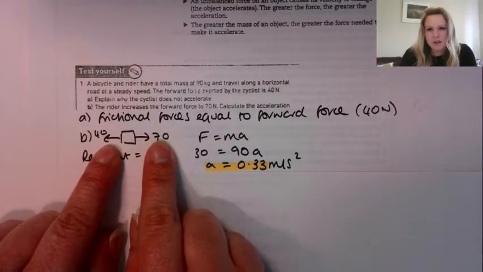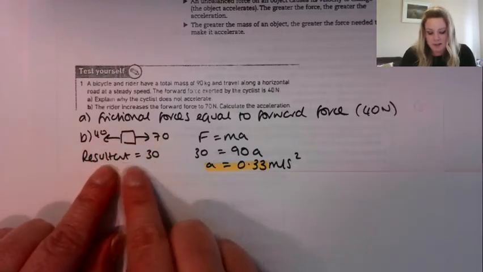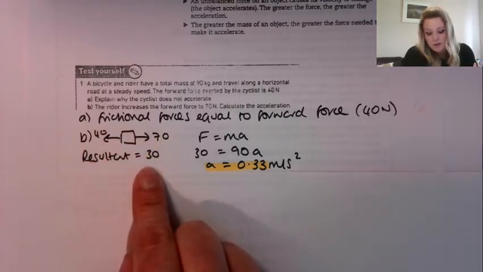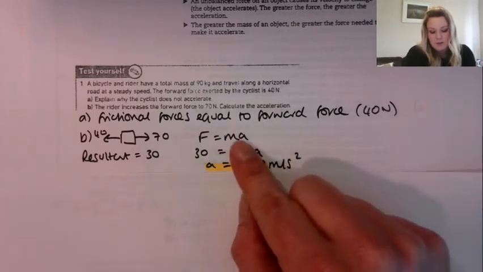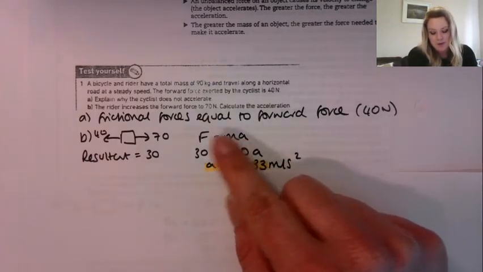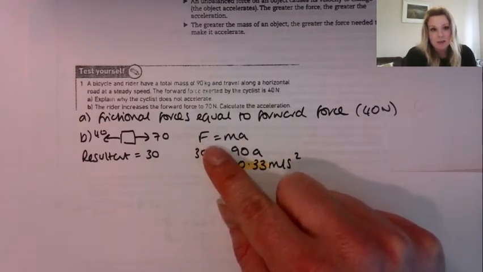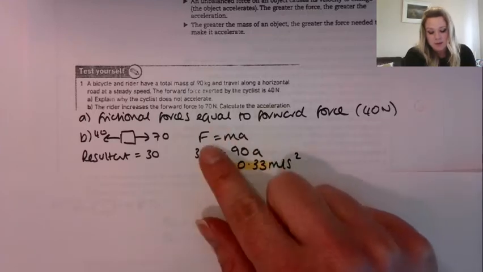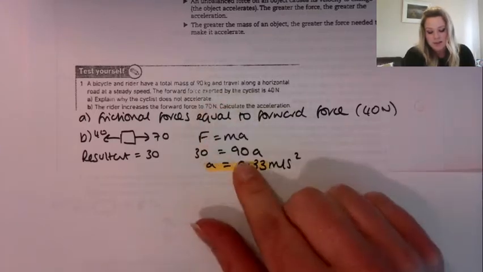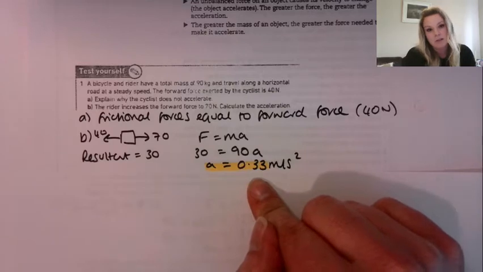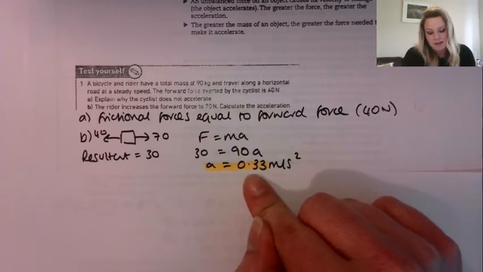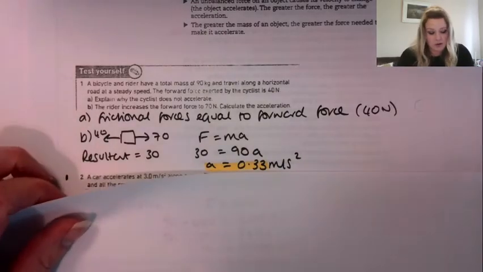What did we have to work out? The acceleration. So from this I can see that my resultant force is 30 newtons to the right, and I'm just going to put that into F equals ma. So the F, remember, in F equals ma is the resultant force. So 30 equals the mass, 90, times acceleration. So we divide both sides by 90, and you get the acceleration to be 0.33, or a third.